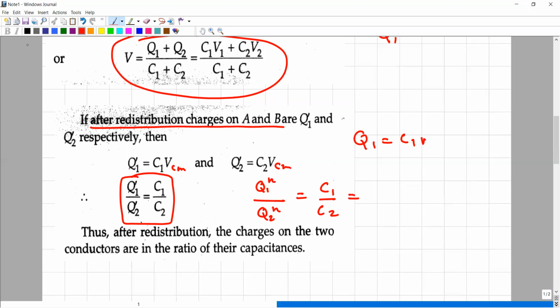Now you already know that the capacitance of a spherical capacitor is 4 pi epsilon naught R1 for the C1 capacitor and 4 pi epsilon naught R2 for the C2 capacitor. You can take this 4 pi epsilon naught out, and this then will become R1 by R2. So you see the new charges on these capacitors will be in the ratio of their capacitances and also in the ratio of their radii.